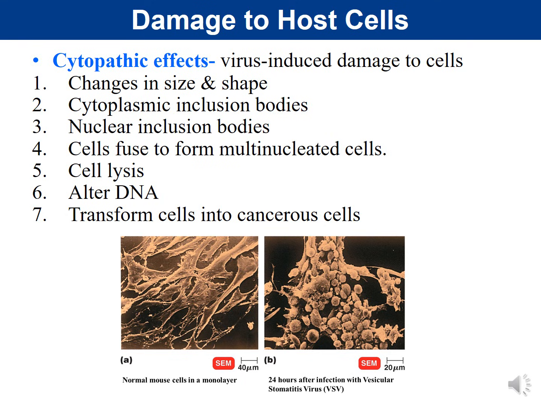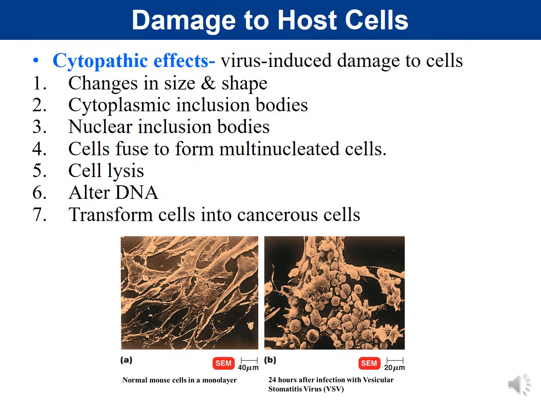In addition, inside the cell, we might find cytoplasmic inclusion bodies, or these little vesicles inside the cell. You might see nuclear inclusion bodies, so again, these vesicles inside the nucleus. Cells might fuse to form multinucleated cells. So instead of seeing typically one nucleus within one cell, in some cases the cells actually fuse, and if you look at one particular cell, it might have 2, 3, 4 nuclei, etc.